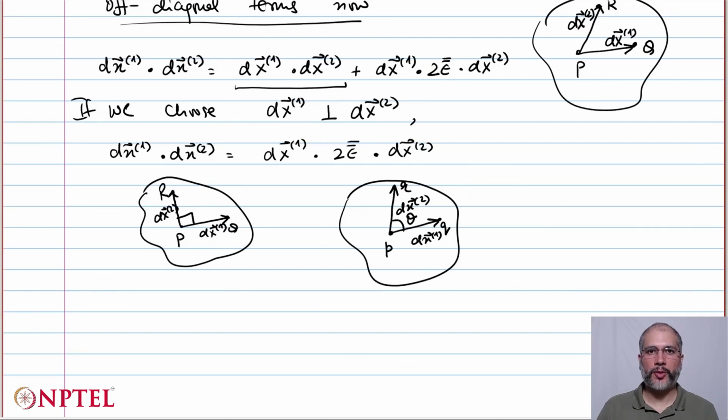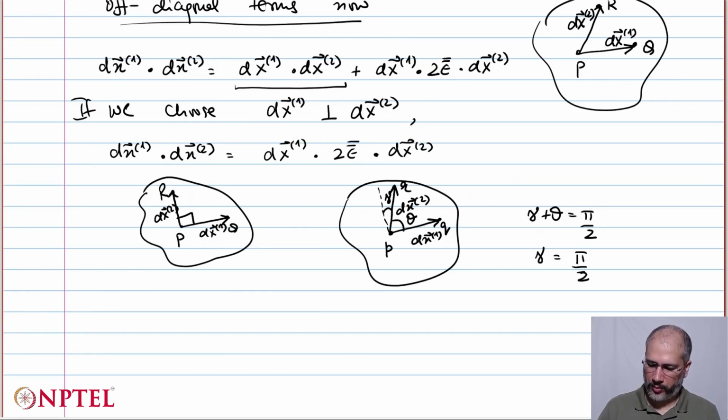Now remember, this is small deformation, and the angles also deform in a small way. So if this is the right angle, then this angle we'll call gamma. So from here I can say gamma plus theta is pi by 2. That's how we define the angles. So gamma becomes pi by 2 minus theta. And I'll park this here for later discussion.